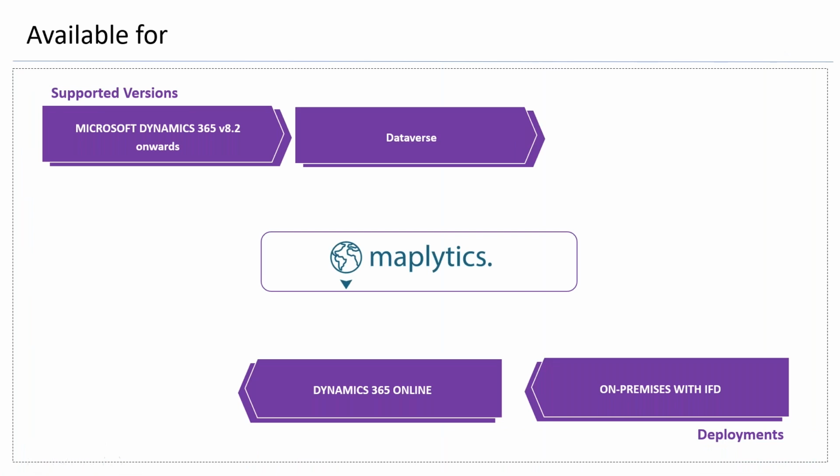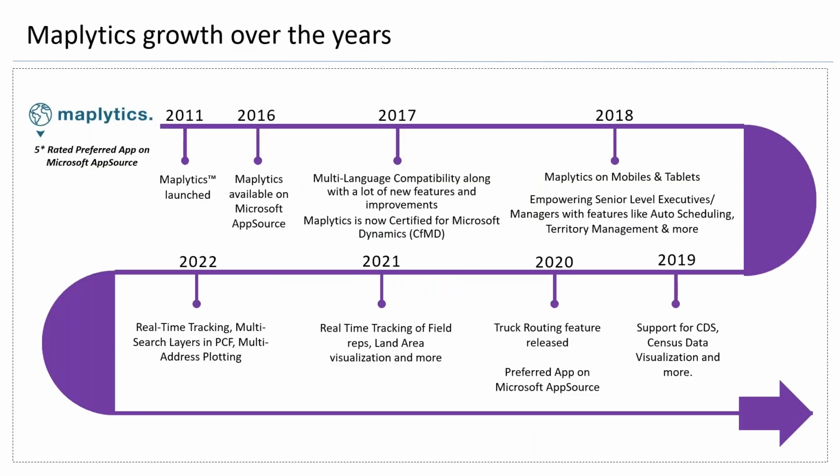So Maplytics is available for Microsoft Dynamics 365 version 8.2 as well as online, on-premises, IFD, as well as Dataverse. Let's have a look at the growth of Maplytics over the years. Maplytics has been there for more than a decade now. We started in 2011 as a store locator and we developed it more as our team researched the customer requirements, and of course the valuable feedback from our customers and partners contributed a lot. As we grew, we added proximity search, routing optimization, territory management, and many more features over the period.